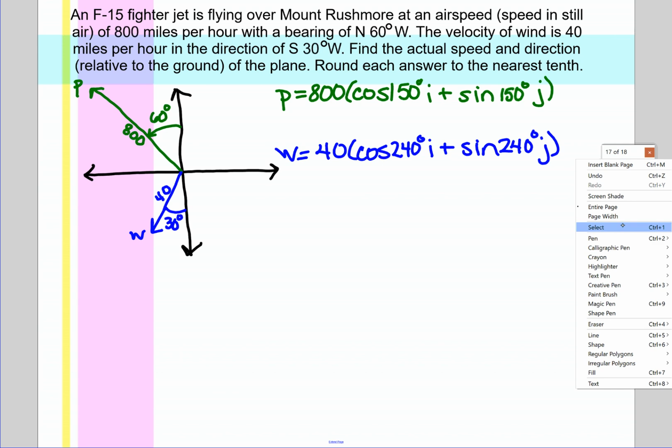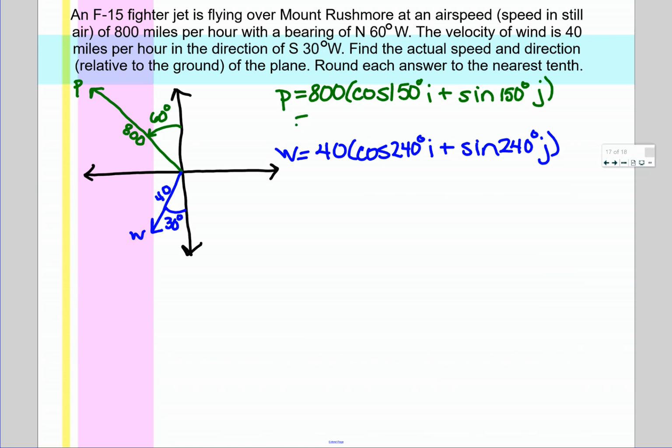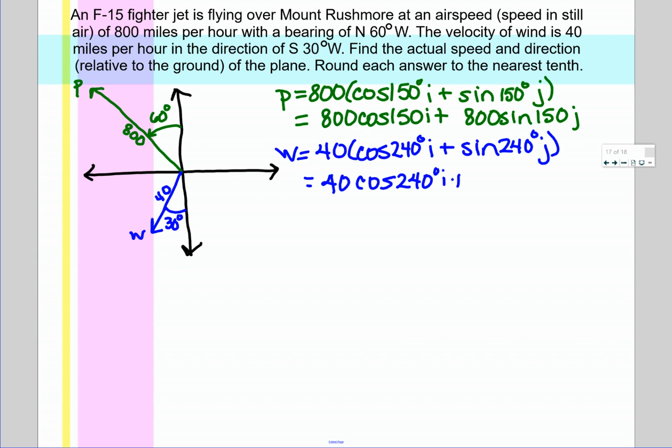Okay, so what we're going to do, we're going to distribute the 800 in and the 40. So I have 800 cosine 150 i plus 800 sine 150 j. I'm going to do the same thing for the wind: 40 cosine 240 i plus 40 sine 240 j. And then we are going to add them together. You could simplify each individually if you want to. Adding them together to get the resultant is really what we're looking for here.